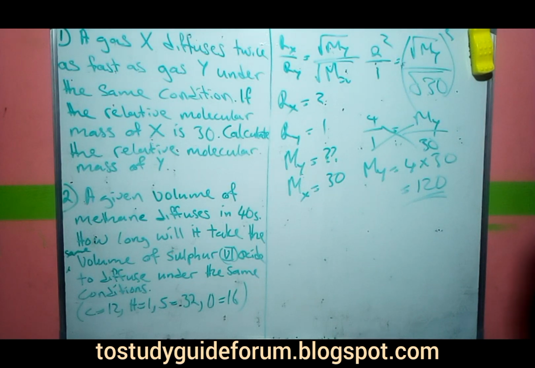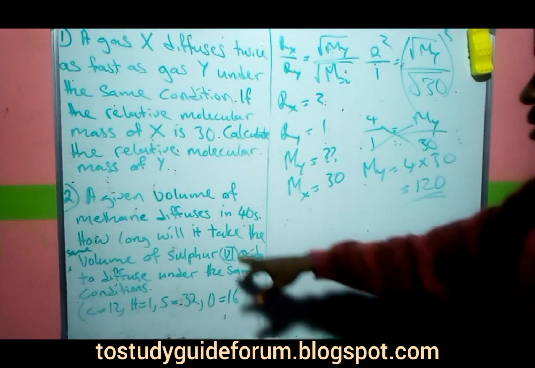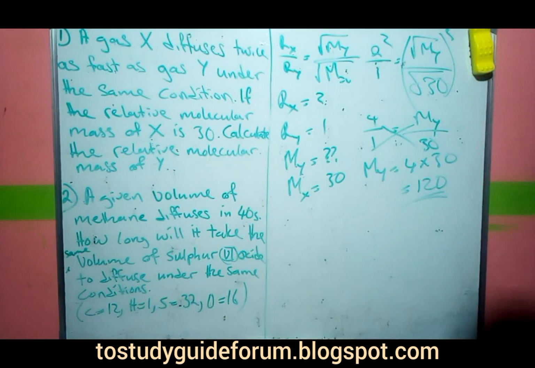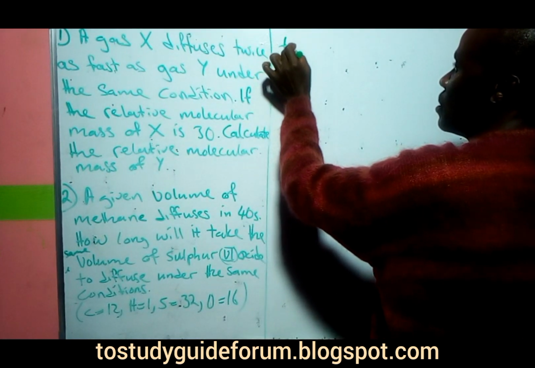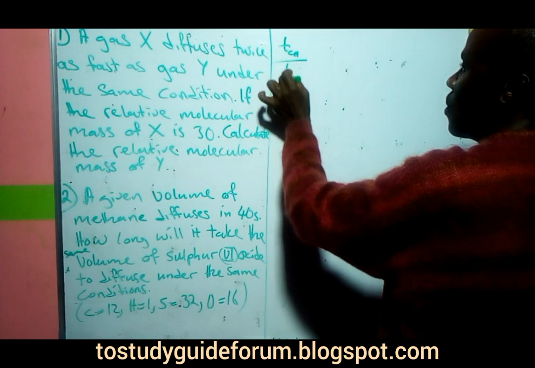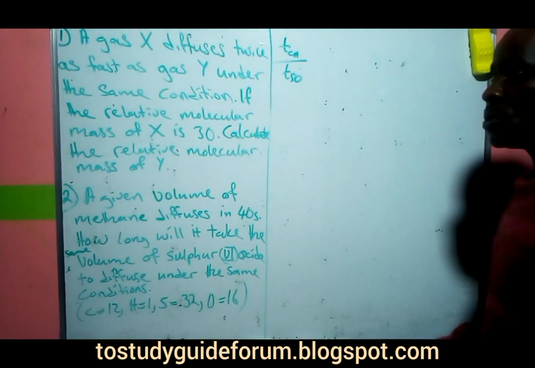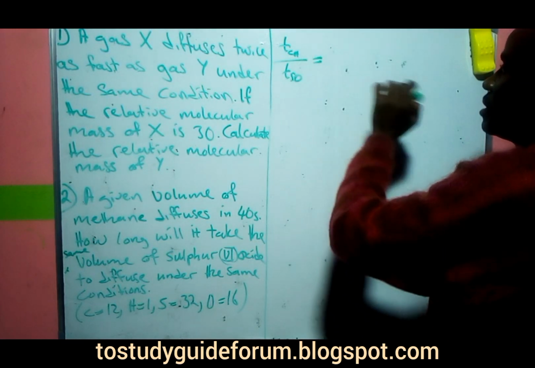So the next one, we're going to be solving the second one. The second one says that given a volume of methane diffuses in 40 seconds, how long will it take the same volume of sulphur IV oxide to diffuse under the same condition? So we are going to be solving this one too. Here, since we are talking about time, we'll be using, this is for methane, CH4, and SO2 is for sulphur IV oxide. That's what we're going to use to represent them.